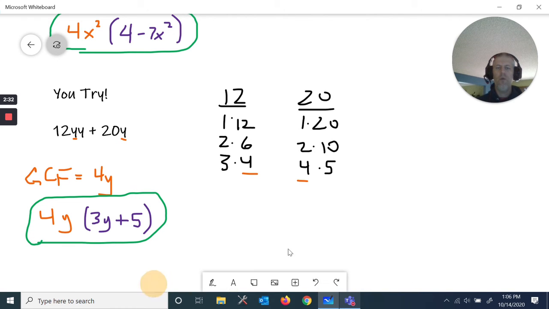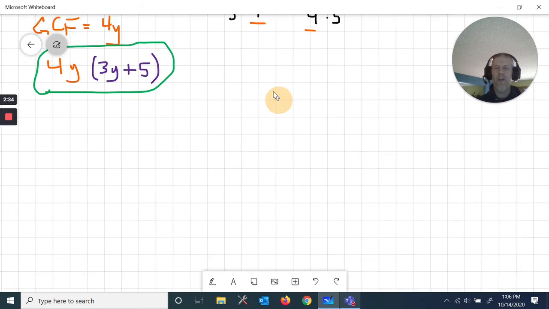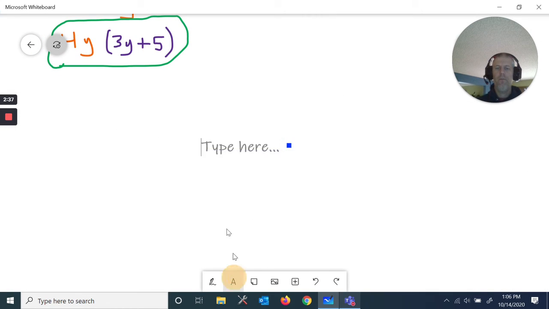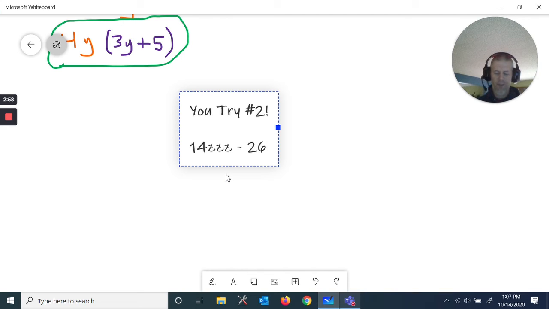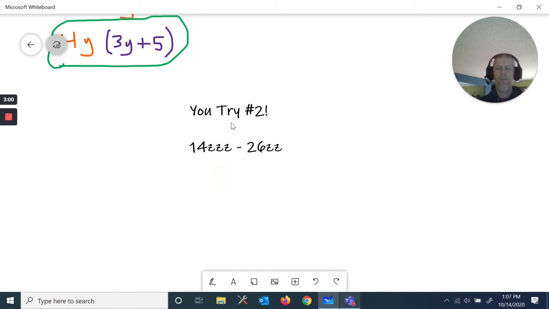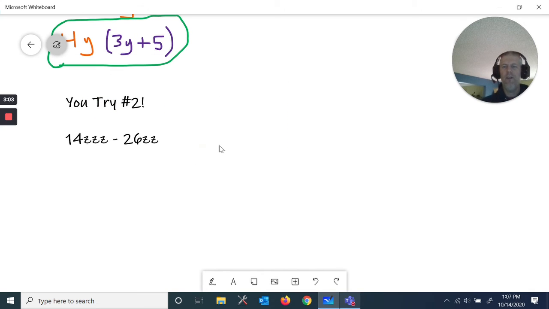Okay, let's do one more example, and then I'll let you try that one as well. How about we do 14z squared minus 26z squared? Okay, so here's one I came up with. Try this. Go ahead and pause the video. Do it on your own paper, and then I'll be back in just a second to show you how.